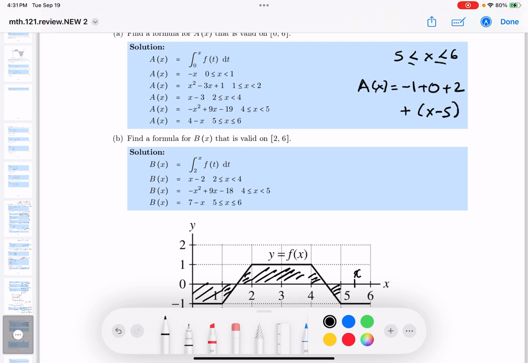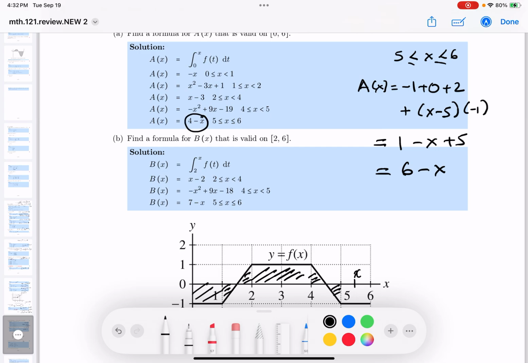And what's the height of that? Well, looking at it, it's minus 1. Let me do that again. I'm going to have to revise my notes. Second error I caught here. Minus 1 plus 2 is 1. Then you get minus x plus 5. So the answer would be 6 minus x.